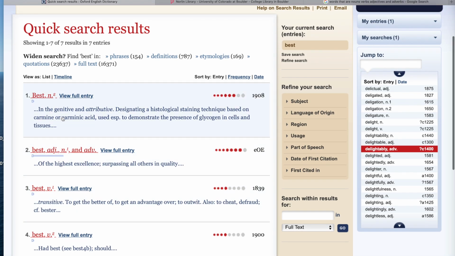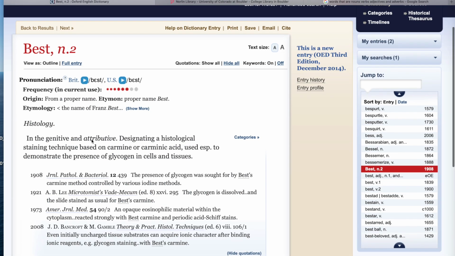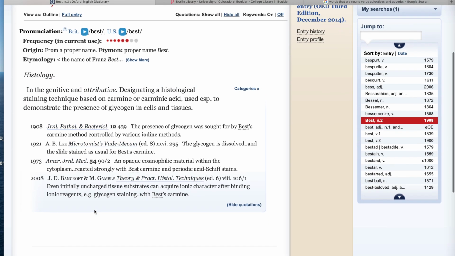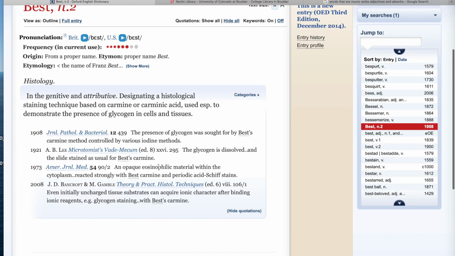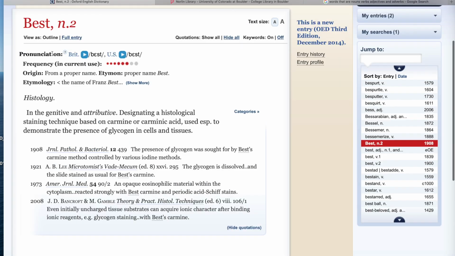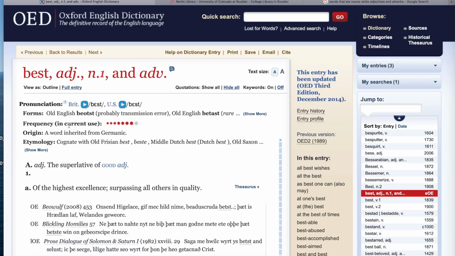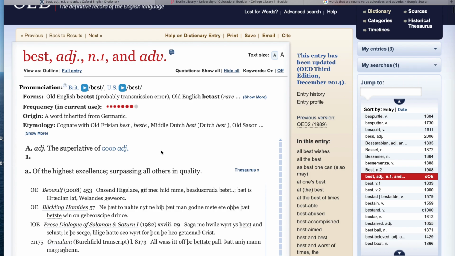Let's take a look at what best is as a noun. It's giving me a whole story of how this word has been used, and so we always have these examples. All right, this is noun 2, which is the name Fran's best. This is noun 1, best as an adjective and best as an adverb. Okay, again, here's the pronunciation with a pronunciation guide.